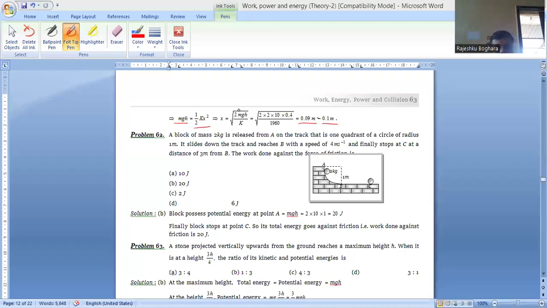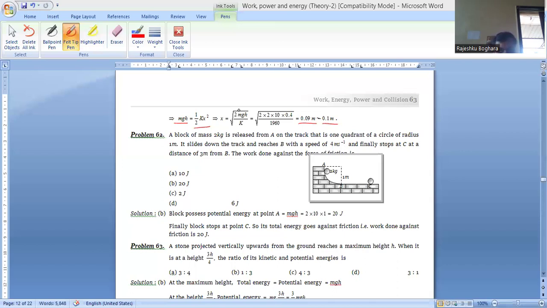The work done against the force of friction is? So up to here the path is frictionless, and from here this path is with friction. So the stored energy is potential energy, so mgh. Finally the block stops at point C, so its total energy goes against the friction. Hence the work done against the friction is 20 joule. So here stop means final energy is 0.